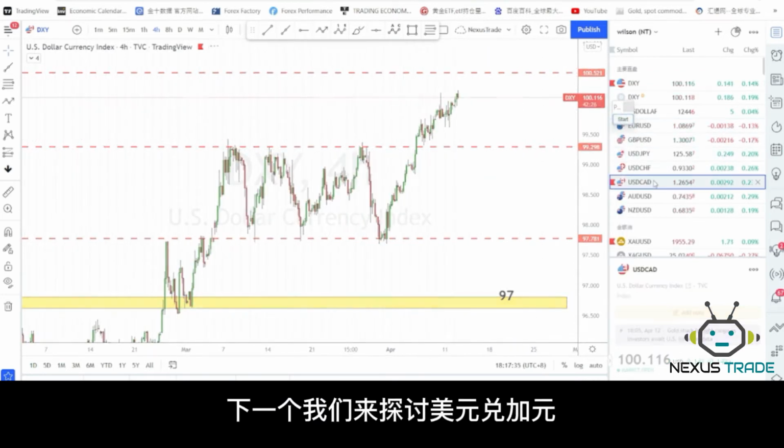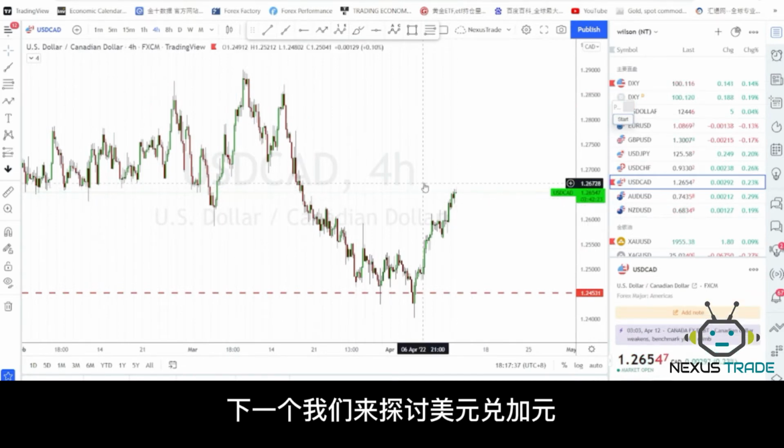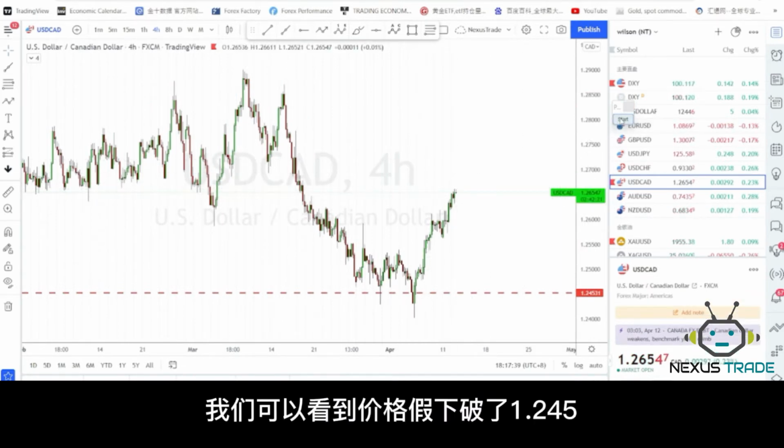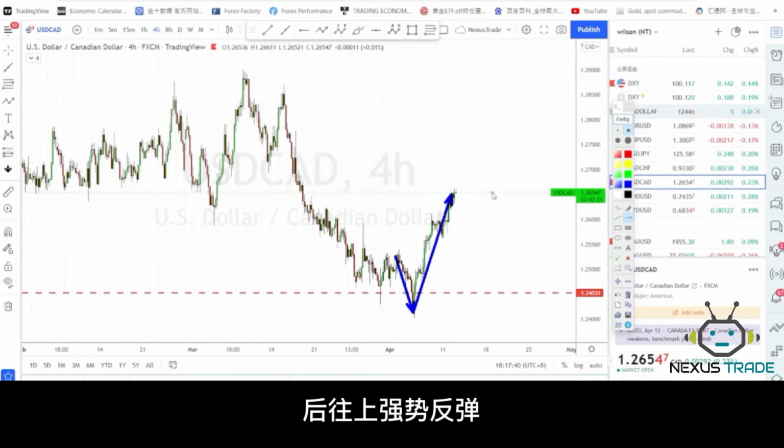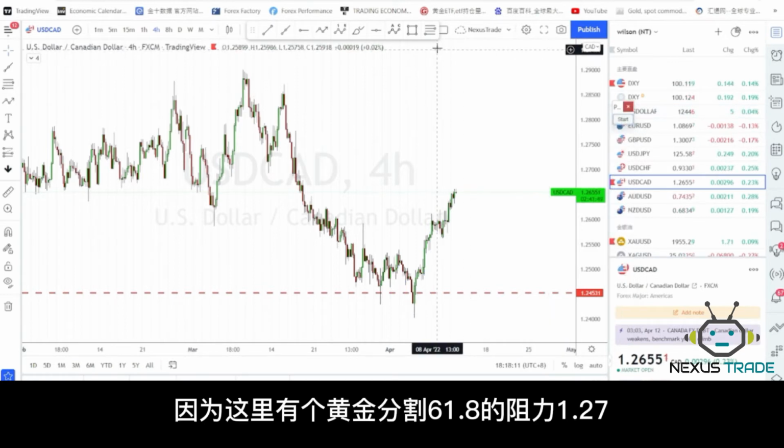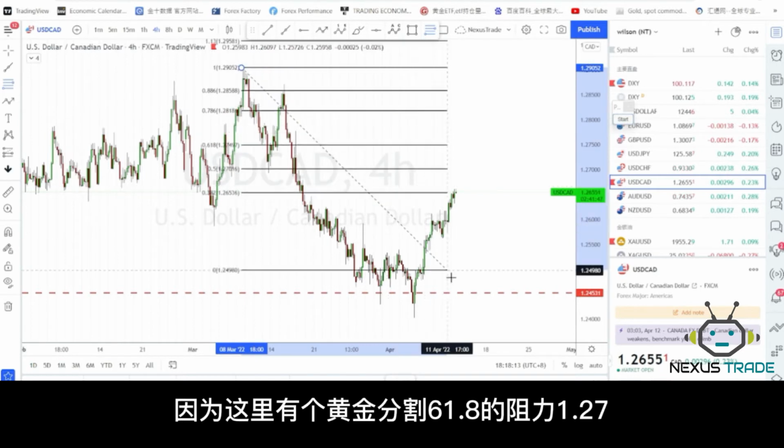Next, let us look at USD CAD. For USD CAD, we can see that the price formed a fake key at 1.245 and the price rally is a reversal bottom over here. So since we can see that bullish convictions dominate in USD CAD, we should continue to follow the momentum and buy. But bear in mind, I don't suggest you guys chase over here, as there's a resistance of Fibonacci 618.